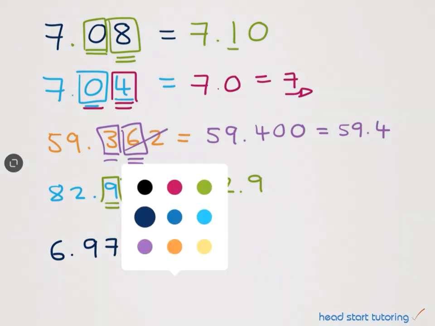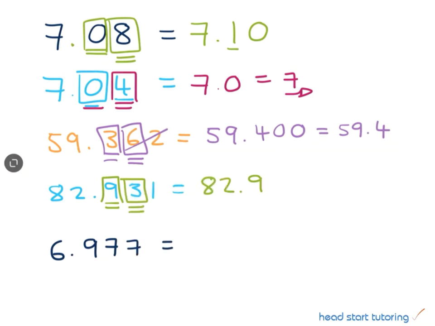6.977. If we would like to round this number off to the nearest tenth again, we need to look at the value to the right of our tenth, which is our 7. We've got 7 hundredths there, and because that 7 is 5 or greater, that is telling us that 6.977 is closer to 7.0 than it is to 6.9.